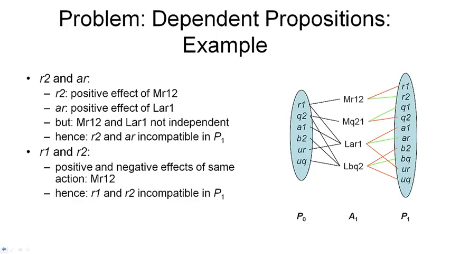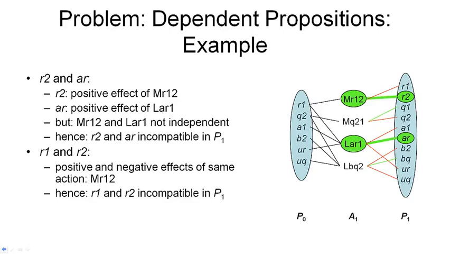This is part of the planning graph we have looked at earlier, and you will note that in the proposition layer P1 we have the propositions R2 and AR. That is, the robot R is at location 2 and container A is loaded onto the robot R. The proposition R2 is present in that proposition layer because it is a positive effect of the action MR12. The proposition AR is in that layer because it is a positive effect of the action LAR1.